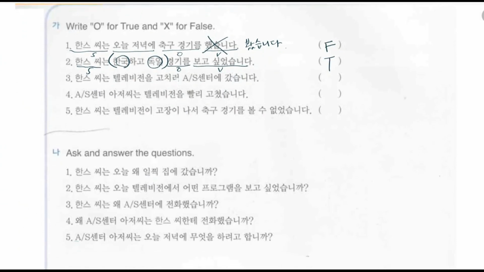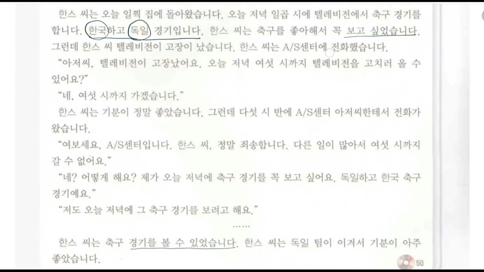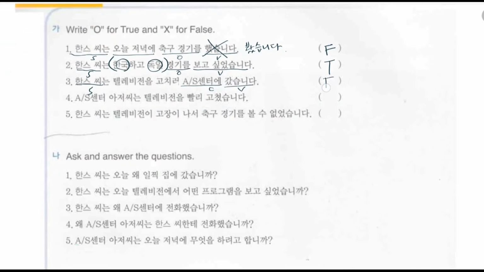자, 3번. 한스 씨는 텔레비전을 고치러 AS 센터에 갔습니다. Did he go to AS center? No, he actually called AS center, isn't it? 자, 한스 씨는 AS 센터에 전화했습니다. So he actually called. 그래서 this is F. If it wants to be true, it's supposed to be AS 센터에 전화했습니다. Then it becomes true.